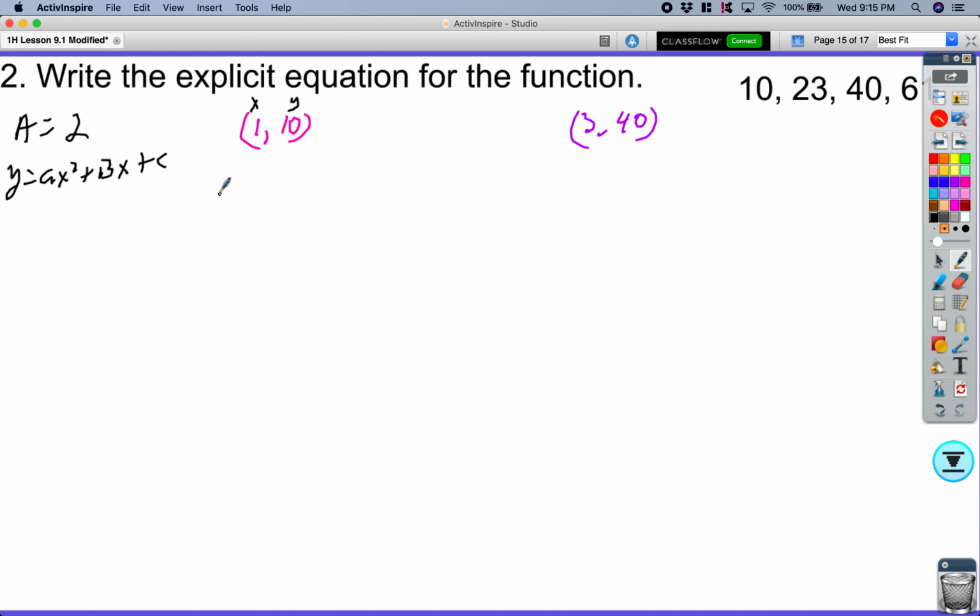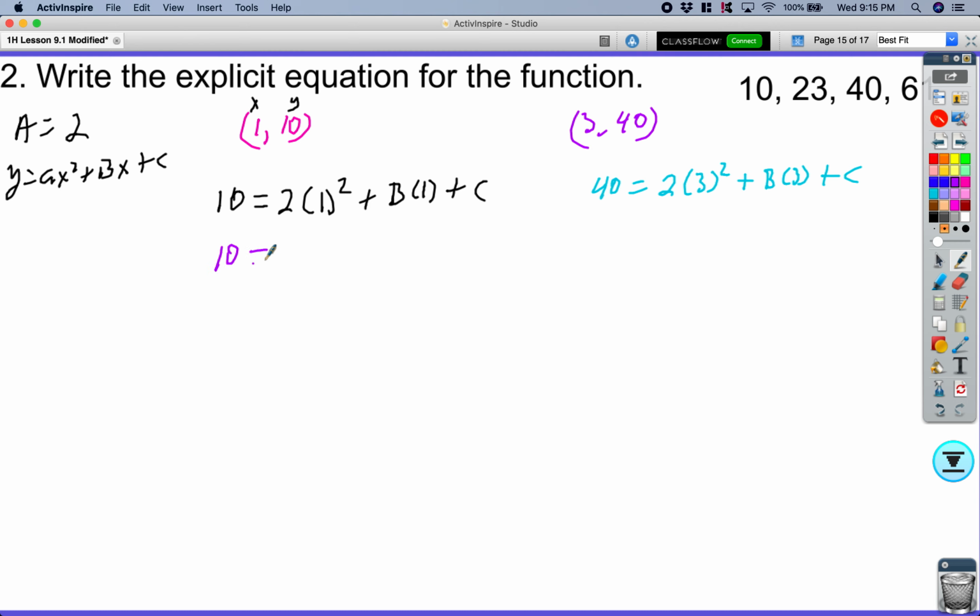So I'm going to have 10 is equal to 2 times 1 to the second power plus b times 1 plus c. And then over here in blue, we will have 40 is equal to 2 times 3 to the second power plus b times 3 plus c. Okay, so let's go ahead and solve these two, or I should say let's get them most simplified.